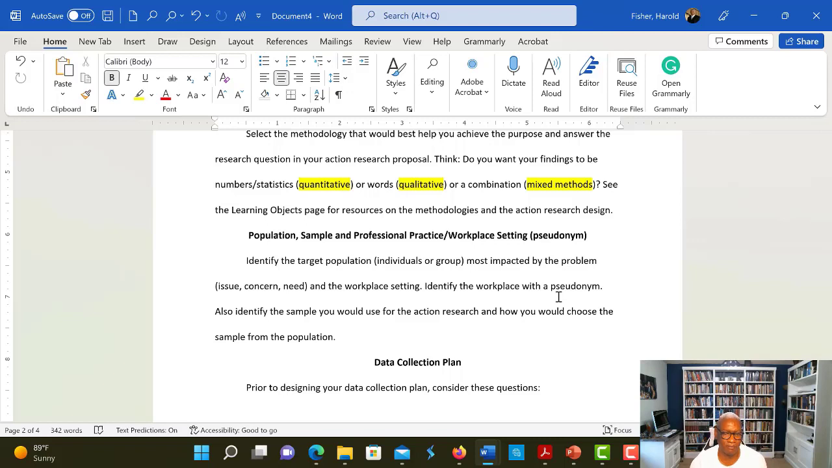Also identify the sample you would use for the action research and how you would choose the sample from the population, okay? Sample means sample size. How many individuals are going to be impacted by the problem? So if you're dealing with, I don't know, 50, 60, 70 third grade students, whatever it is, okay? And again, you're the subject matter expert. You know more about your kids than anybody else, so you need to plug all that information in there.